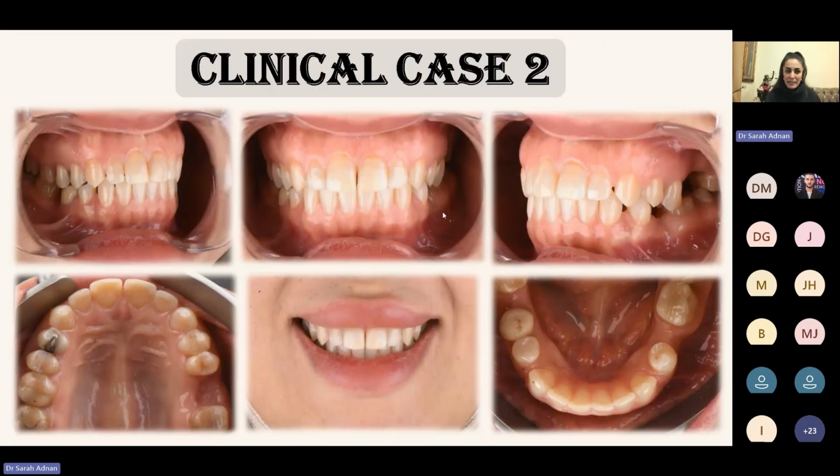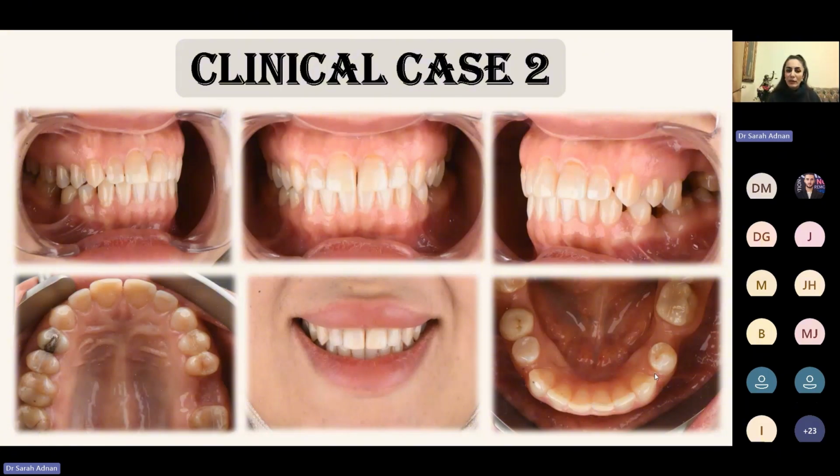The second case is this case, Marwa. Marwa has proclination and spacing of the upper anterior teeth, lower anterior teeth crowding, spacing posteriorly, and extrusion of upper premolars. She wanted to do an implant, but she couldn't because of inadequate space in this zone and in this zone, because of inappropriate space distribution. She asked for an aesthetic appliance to correct this issue and to address these problems.